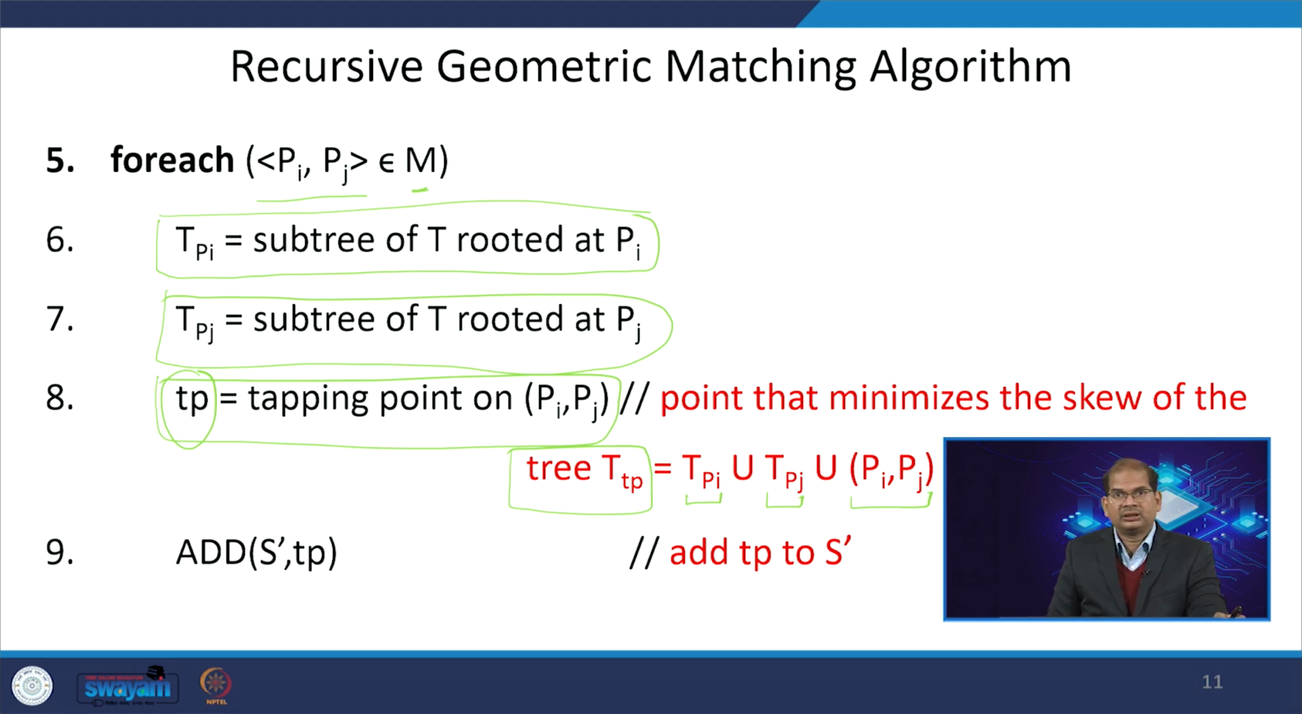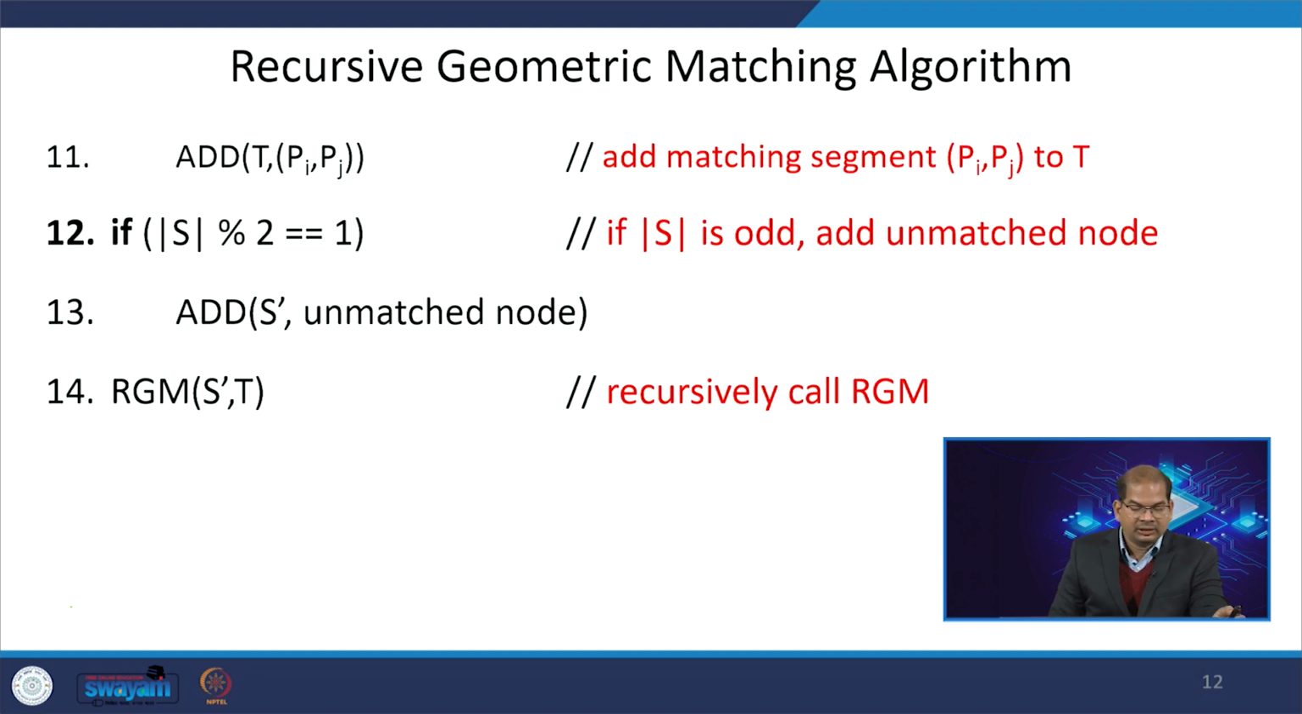So, what is the objective? We have to minimize the clock skew. So, now the TP will be connected to your S prime. So, the last step is that we are calling this same RGM recursively till the number of elements in the set S becomes 1. Okay. This process will continue till the number of elements in the set S becomes 1.